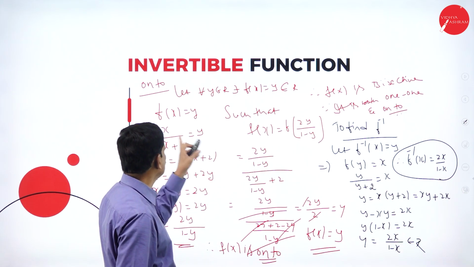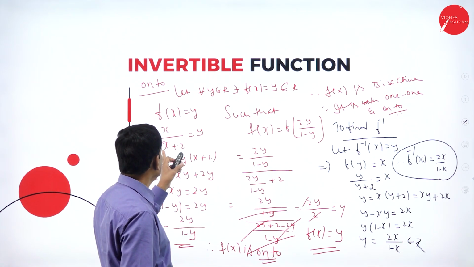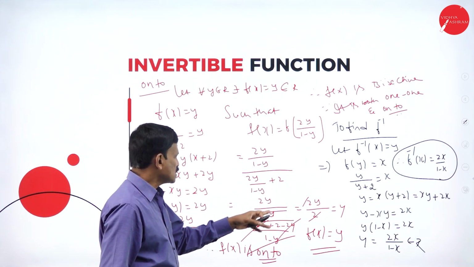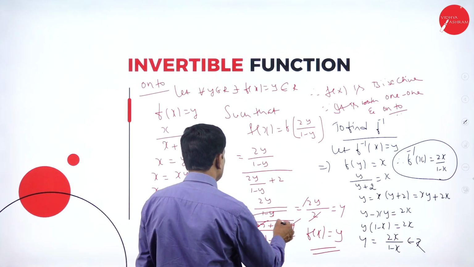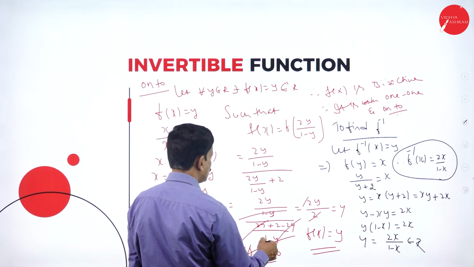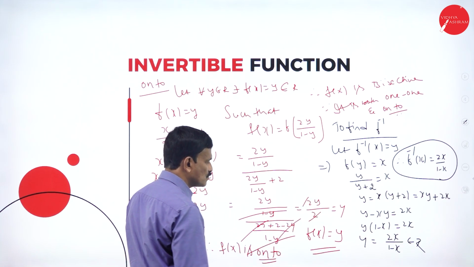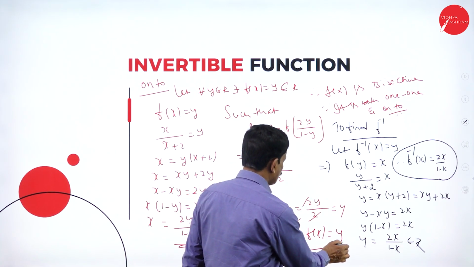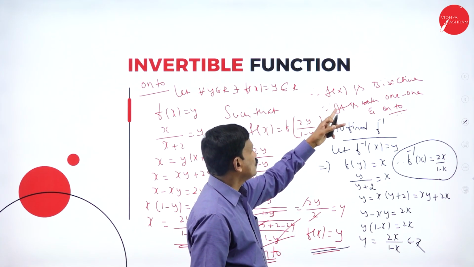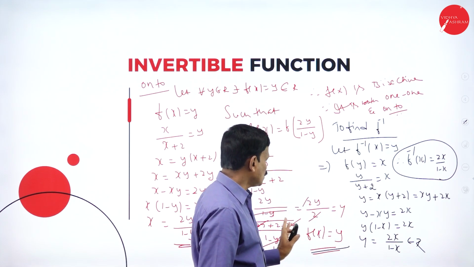Substitute here. Instead of x, put 2y by 1 minus y, divided by 2y by 1 minus y plus 2. Take LCM. 1 minus y is the LCM. Numerator is same. So this 2 minus 2y plus 2y gets cancelled. 1 minus y in the denominator, numerator gets cancelled. 2y divided by 2, the 2 gets cancelled. That's equal to y. That means f(x) is equal to y. So hence f(x) is an onto function. So therefore f(x) is a bijective function because it is both one-one and onto.